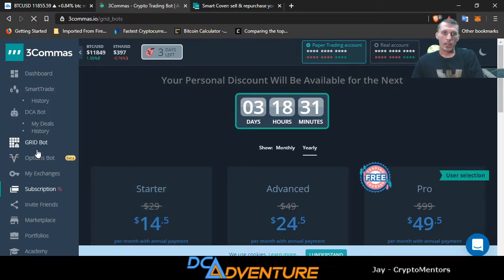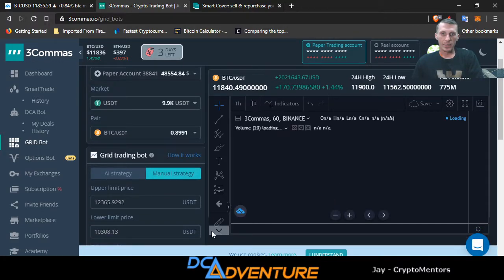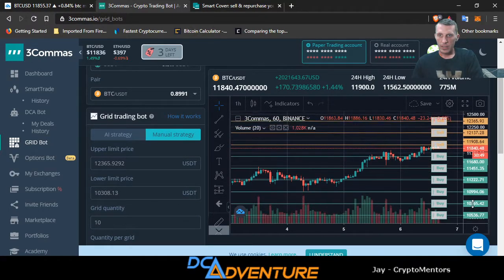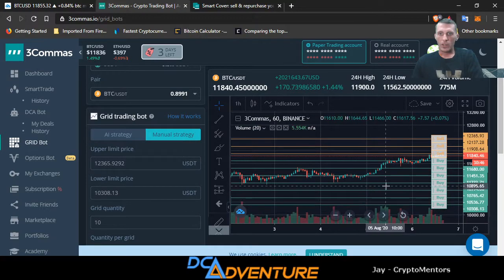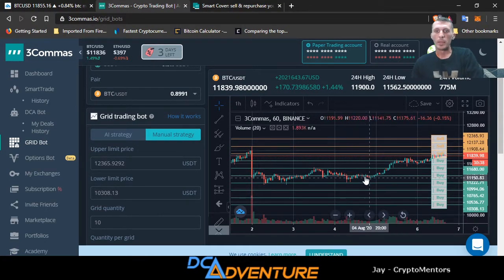Grid bot, I like the grid bot. If I was going to use any bot, this is what I would use. Basically how a grid bot works, let's shrink this down. All the greens are buys and all the orange are sells. There's a lot more orange up in there, or you can make more orange. You set your grid up, and each time it comes down and hits one of these lines, it's going to buy. And when it comes up and hits one of the sell lines, it's going to start selling portions of your holdings.